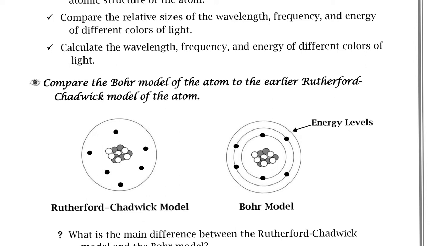The first thing is, our topic today is comparing the Bohr model to the earlier Rutherford or Chadwick model of the atom. So go ahead and answer that first question. Looking at these two pictures, what's the main difference between the Rutherford-Chadwick model and the Bohr model?